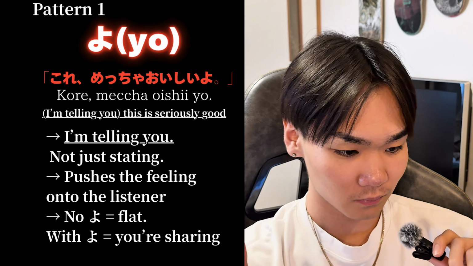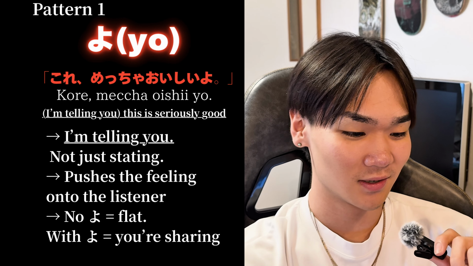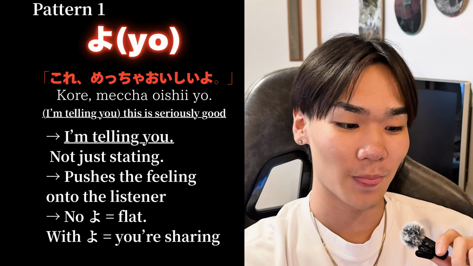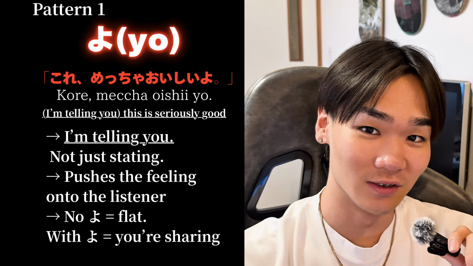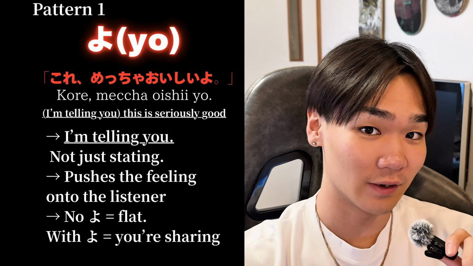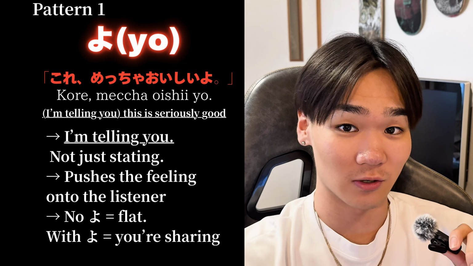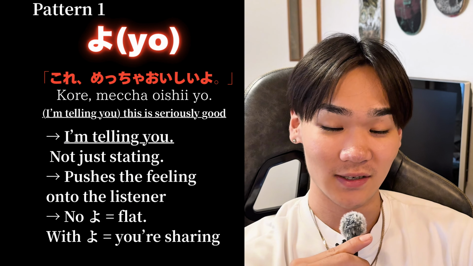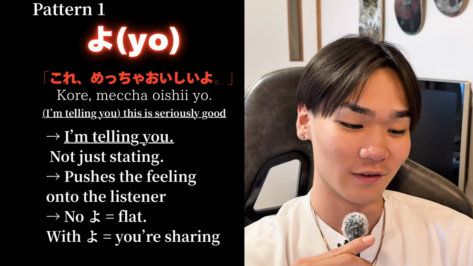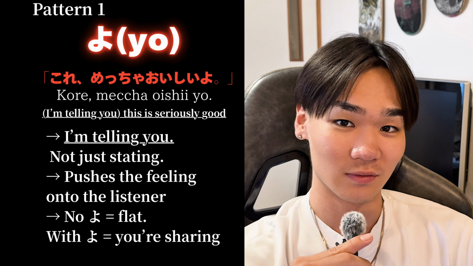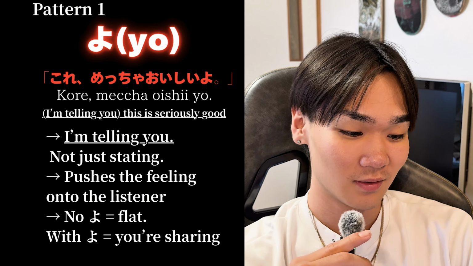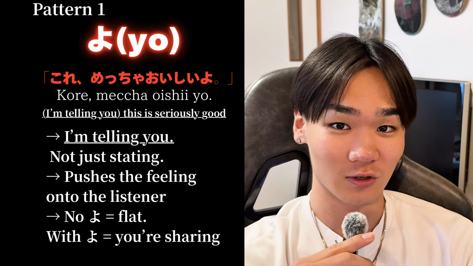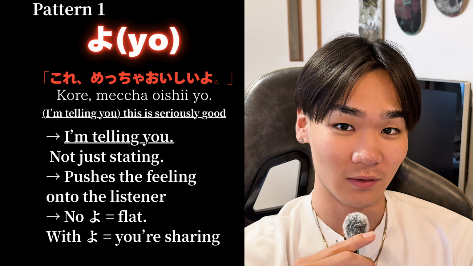For example, これめっちゃ美味しいよ. The yo isn't just a decoration. It's like saying, you gotta try this. I'm telling you, this is really good. You're sharing what you are actually feeling with the person. And without this yo, これ美味しい. It's just a statement. It doesn't sound like you're telling this to the person who you're talking to. But with yo, これめっちゃ美味しいよ. Now, you're talking to the person. You're sharing what you are feeling with the person.